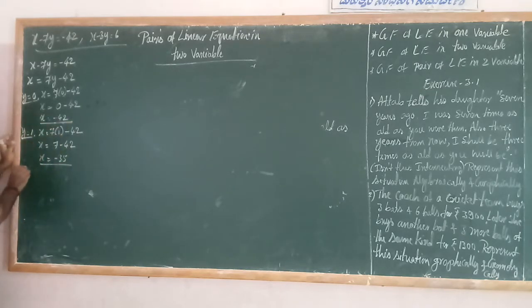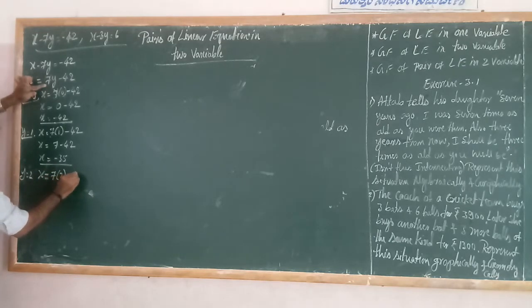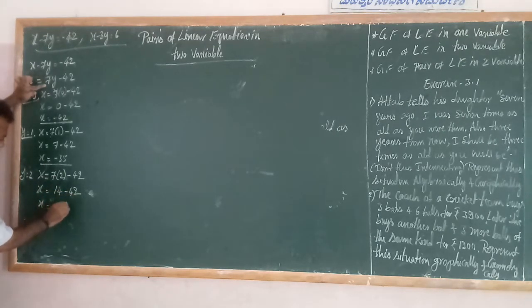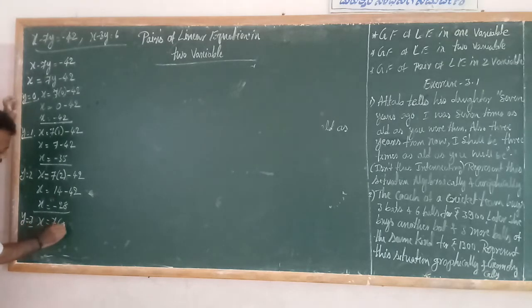Okay. Next, y is equal to 2 you should give. So what will happen? X is equal to 7 into 2 minus 42. 7 twos are 14, so 14 minus 42 becomes minus 28. Correct? Therefore, when y is equal to 2, x is equal to minus 28. Like that, y is equal to 3 you should give. What does the x value become? X is equal to 7 into 3 minus 42. 7 threes are 21. 21 minus 42 becomes minus 21.